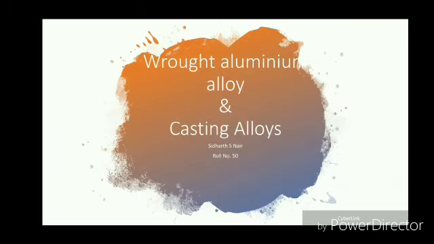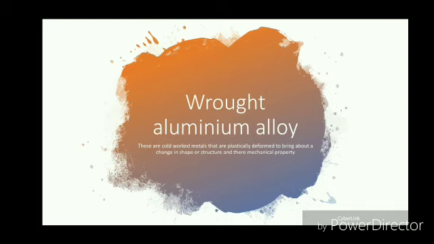Thank you. A good day to all. Myself Siddharth, roll number 50. So I'll be dealing with wrought aluminum alloys and casting aluminum alloys. So wrought aluminum alloys are cold worked metals that are plastically deformed to bring about a change in shape or structure and their mechanical properties. Cold work means that they are worked at a temperature below the recrystallization temperature.